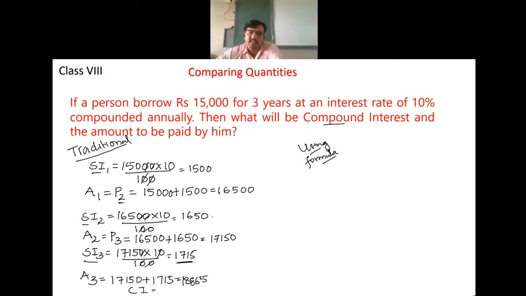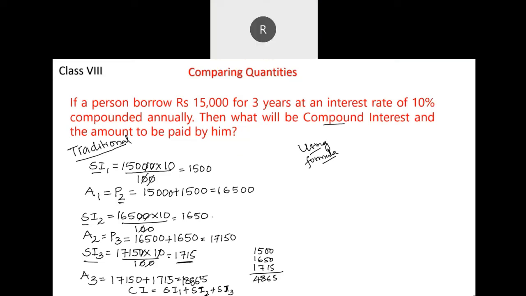Now to find the compound interest, we have to add all the interest: SI1 plus SI2 plus SI3. For convenience, I'll write one below the other. First interest is 1500. Next is 1650. Next is 1715. Total 4,865. So this traditional method is a little bit lengthy.